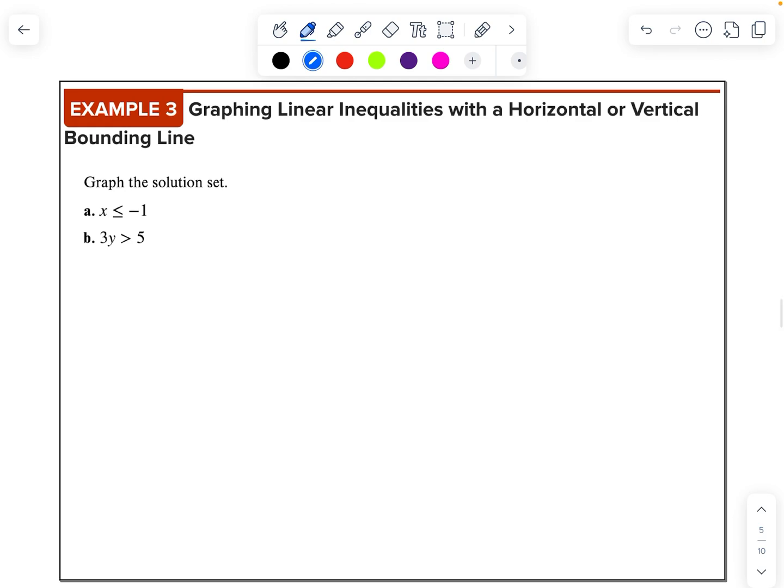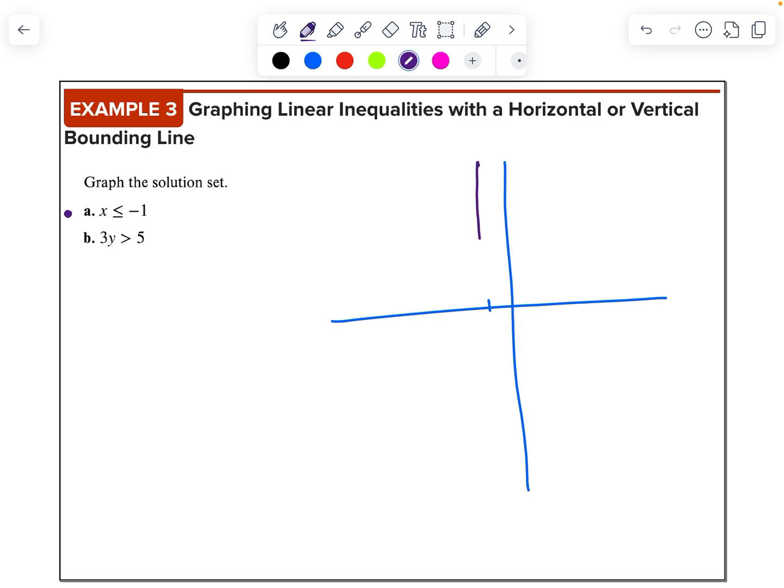Graph the solution set. Here we have 2 separate lines. Let's graph them both. Remember, for x is less than or equal to -1, for an x equals equation, that is going to be a vertical line at -1. And since it's less than or equal to, it's going to be a solid line.